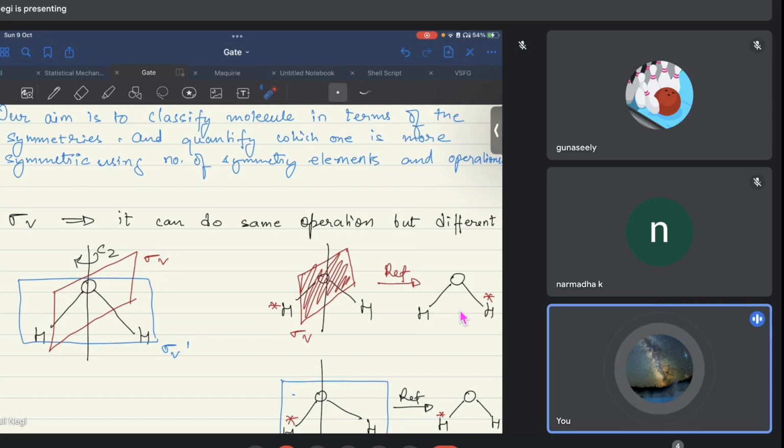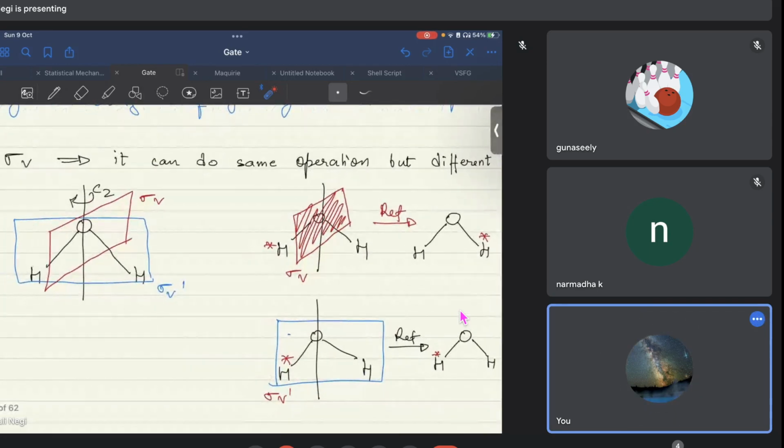So in the water molecule, how are they different? You can see the difference by tagging one hydrogen atom. Look at this structure. This is the hydrogen atom tagged with an asterisk here, and this is the rotational axis, which is C2, present here.